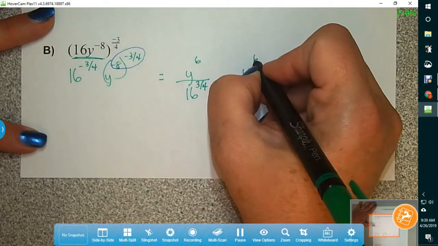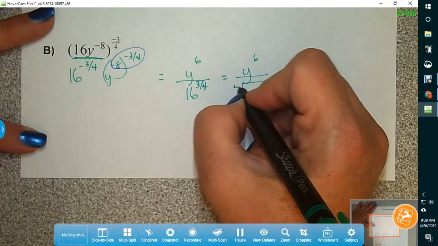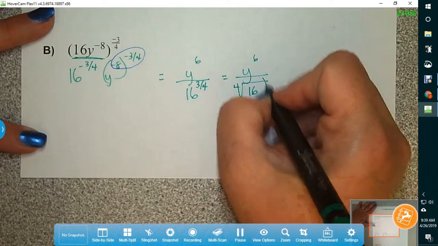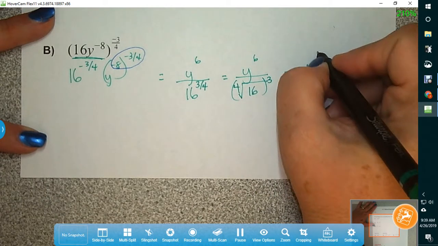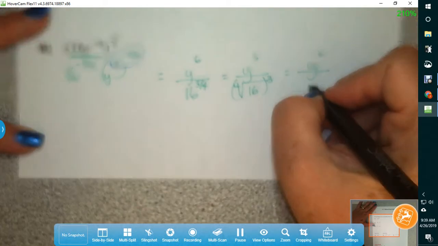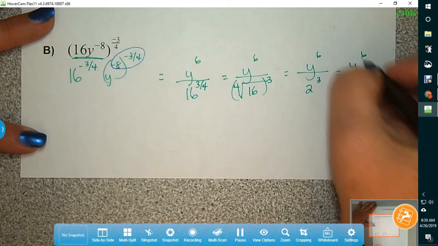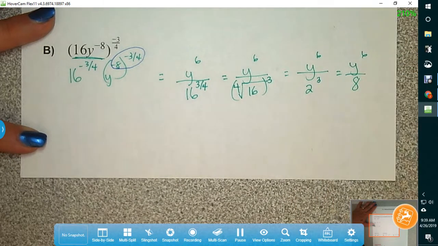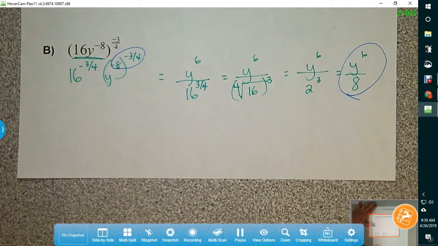So y to the 6th over, let's do the 4th root of 16. And I'm going to put my 3 outside. It gives me y to the 6th over 2 cubed. It's y to the 6th over 8. All right, so there we go. We'll talk about all the rest of it in class.